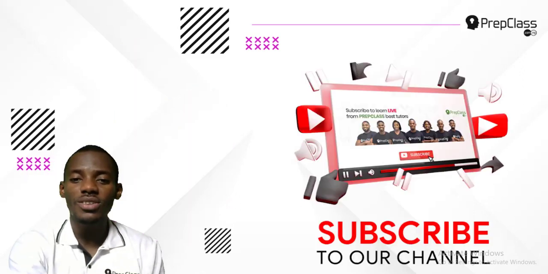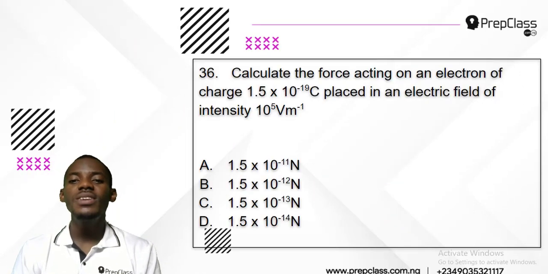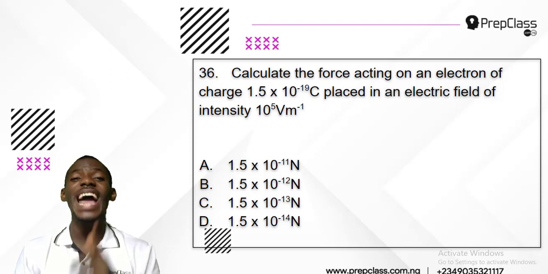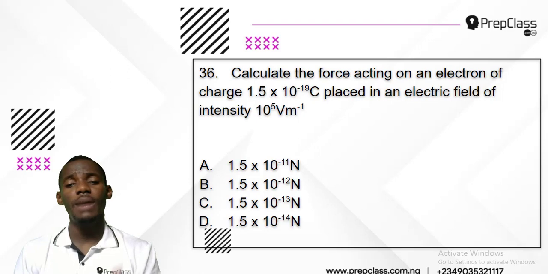Now let's get to question number 36. Calculate the force acting on an electron of charge 1.5 times 10 to the power -19 coulomb placed in an electric field of intensity 10 to the power 5 volts per meter. Now what is the force? That force is the electric force acting on the electron.